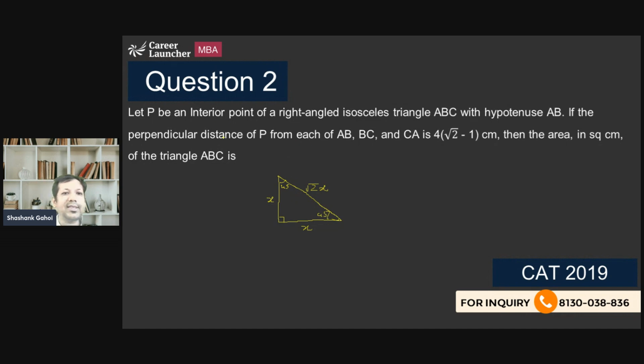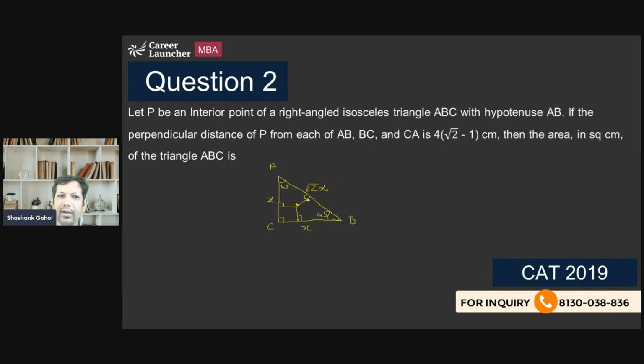Now, it says the distance of P from this. So from one interior point, you have drawn the perpendicular. So this is a perpendicular, this is a perpendicular, and this is also a perpendicular. Now the question is talking about the perpendicular distances from P being this, then what is the area? So this is C. Now the question is talking about what is the area of this.